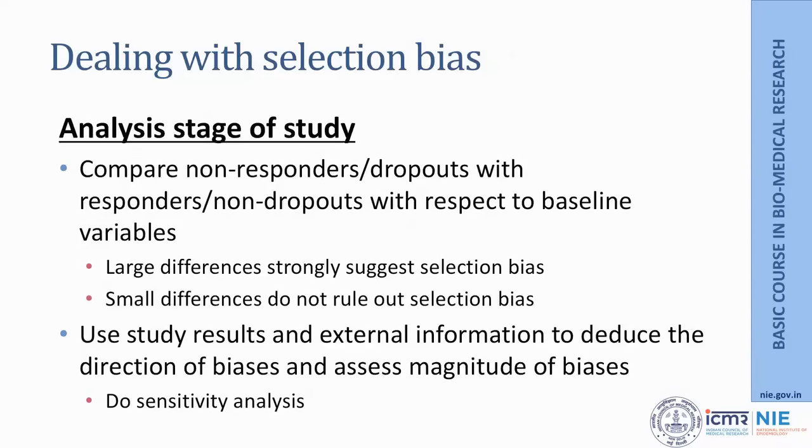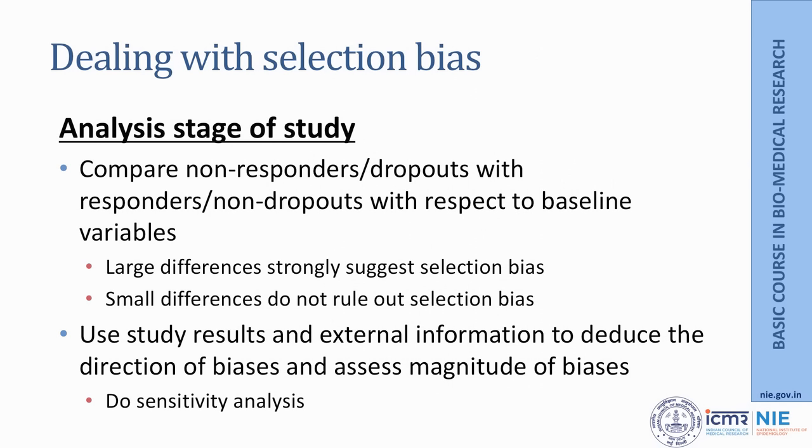Now, even at the analysis stage, as I told you before, we can compare those who responded to those who didn't respond, and those who were dropouts compared to those who were left in the study, with respect to the baseline variables, and see if there are any large or small differences between these two groups. If we find large differences, it is suggestive of selection bias. However, small differences do not rule out selection bias. So, we need to be wary of that.